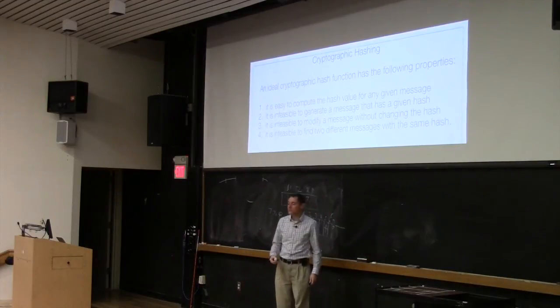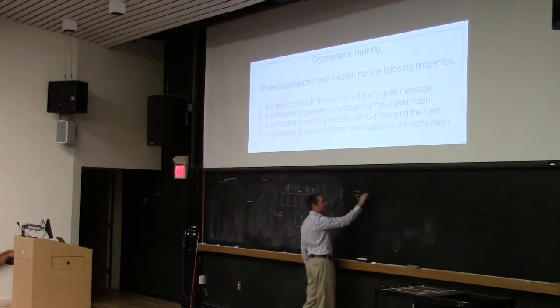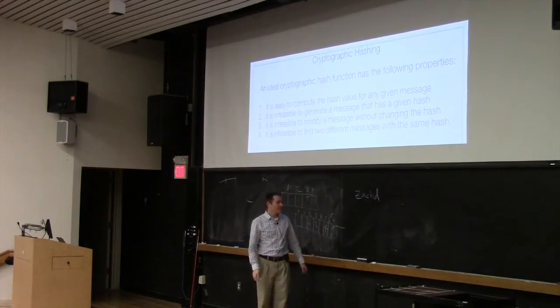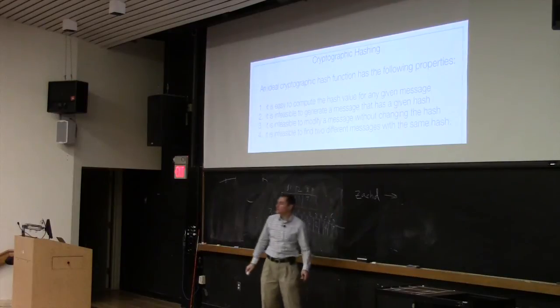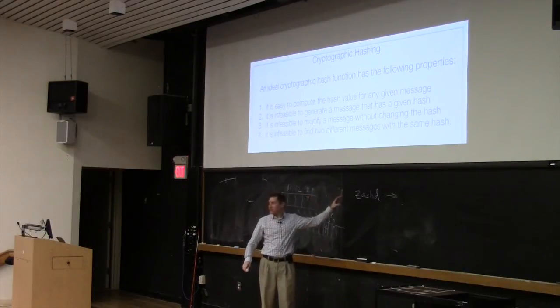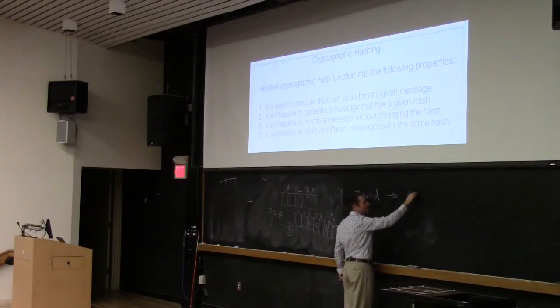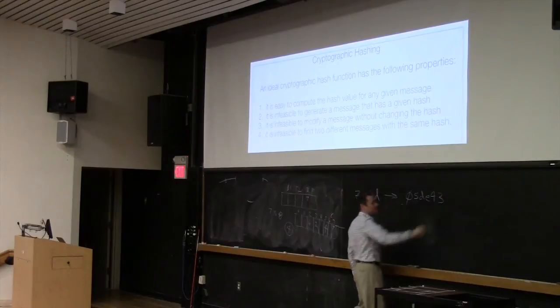Okay. What was your first pet's name? Daisy. Okay. We'll use the first letter. Zach D. That's your password. Terrible password, by the way. But let's say that was your password. Okay? That password is going to be hashed into some crazy string of numbers. 0, 5, D, E, 4, 3.